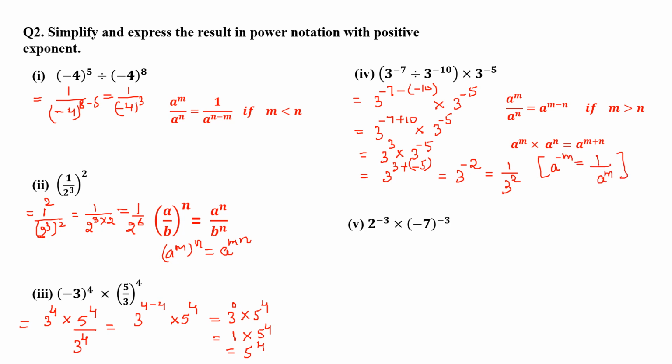Now last question, (2 to the power minus 3) into (minus 7) whole minus 3, isn't it? Now here if you see the power is same but base is different, so I'm going to use this law. So according to this law we have to multiply the base and keep the power same. So 2 into minus 7 and whole power will be minus 3. 2 into minus 7 is negative 14 to the power minus 3. Now I have to give the answer in positive form. So I have to write it as 1 by (negative 14) whole cube. And the law which I have used here is a to the power minus m equal to 1 by a to the power m.